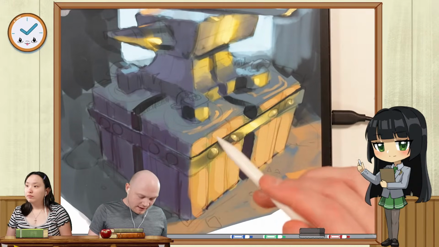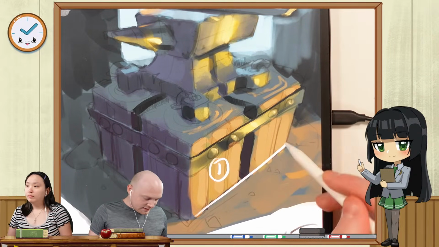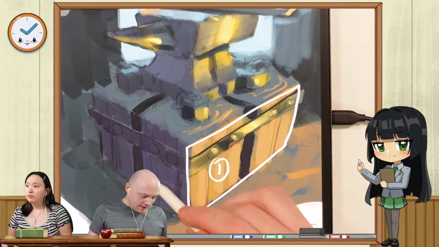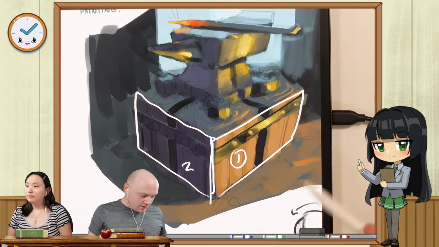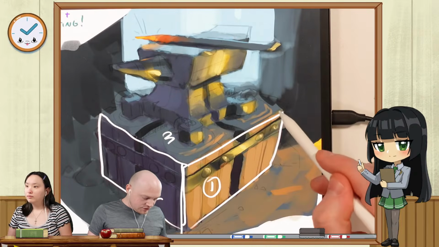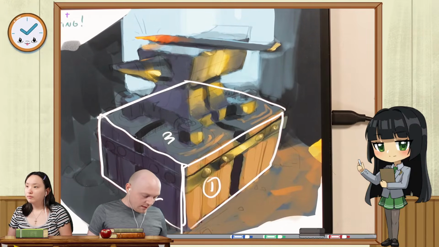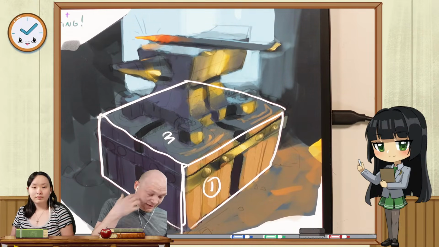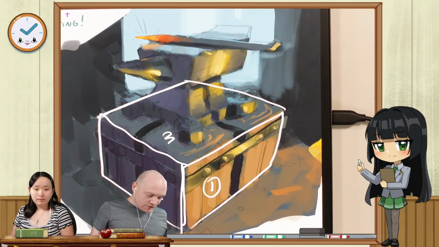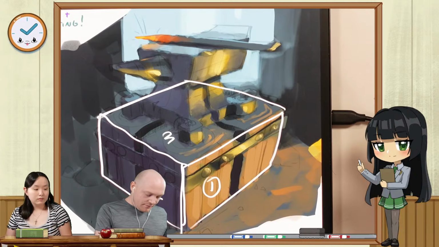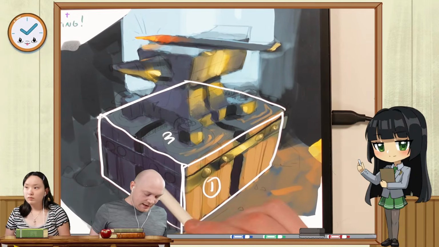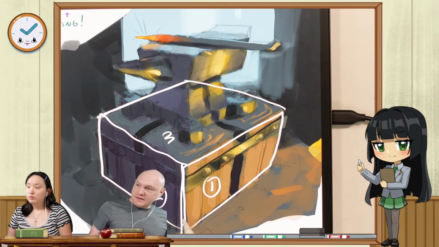So you've got a 1 side, that's this side right here. I've got a 2 side, that's this side right here. And I've got a 3 side, which is this side right here. And I'm just rendering it as a box, using that lighting logic, which is warm light on the right, cool light from above. And I kind of decided to go a little bit purplish on this side.